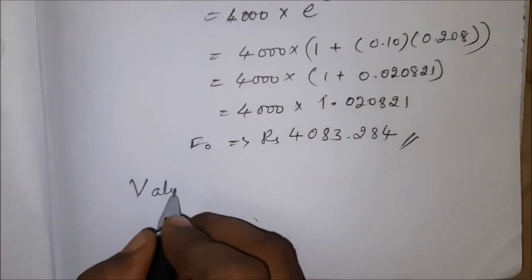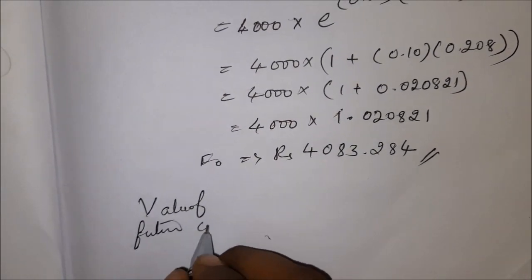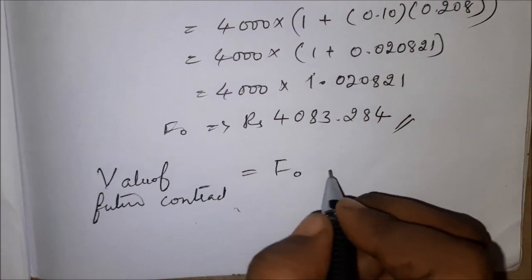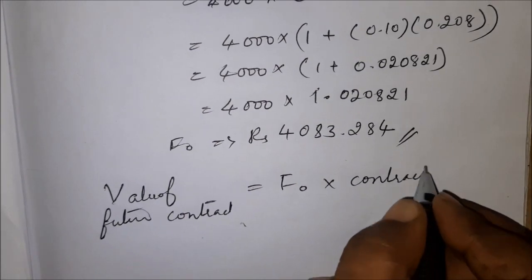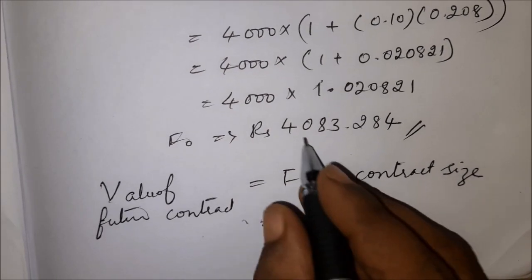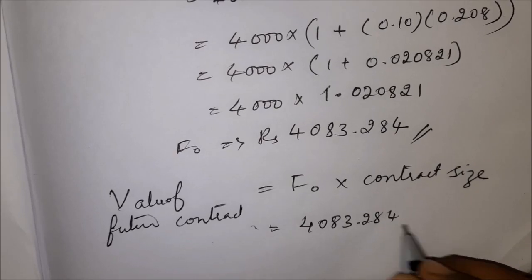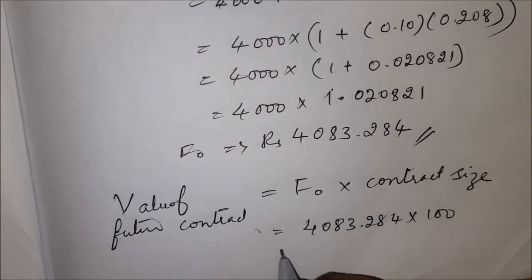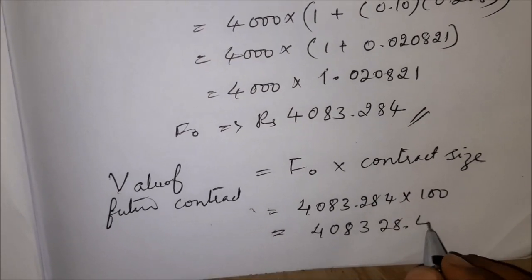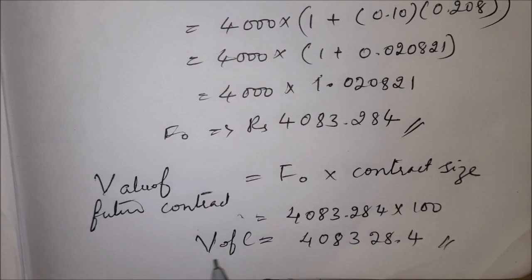4,083.284. Now we have to calculate value of the future contract. Value of the contract is equal to future price into contract size. The future price is whatever we have calculated, that is rupees 4,083.284, into contract size, given as 100. After multiplying, we will get the value of the contract, that is 4,08,328.4.